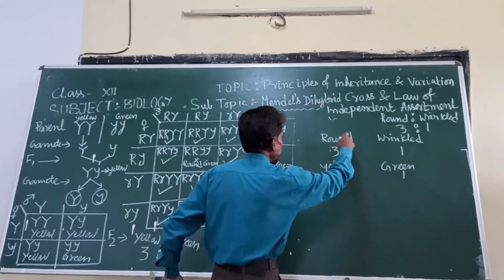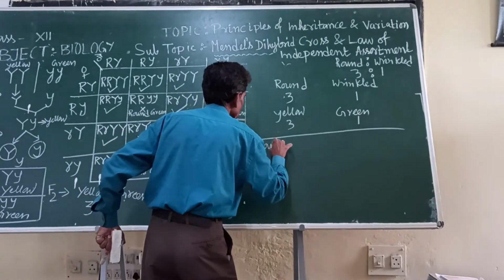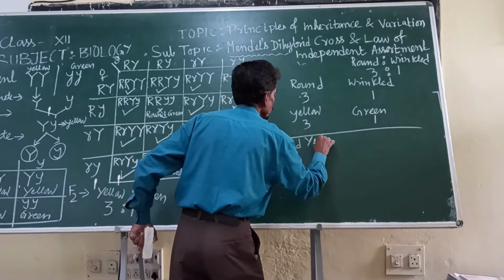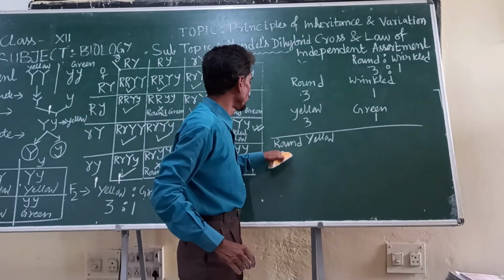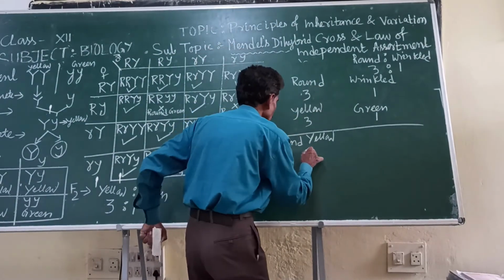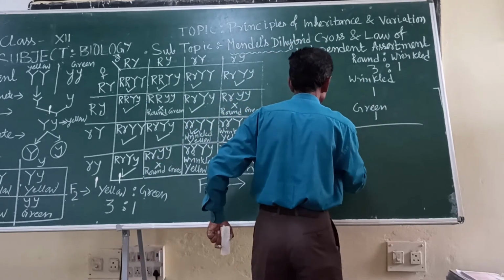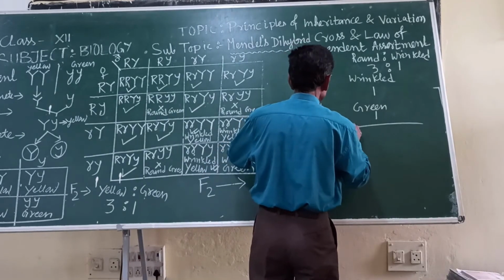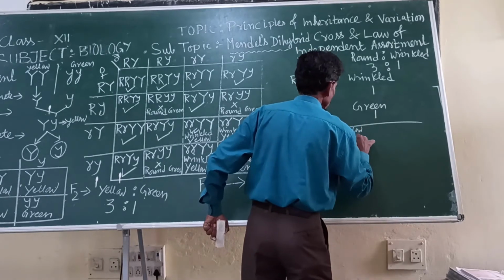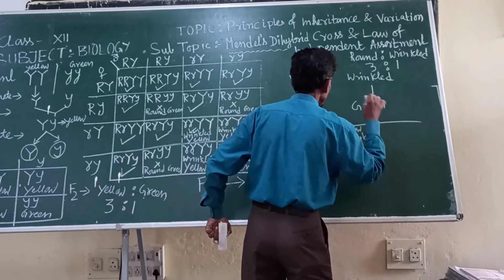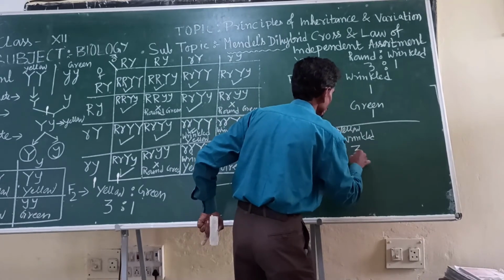So multiply this round with yellow, that is round yellow. This round, when multiplied with yellow, the result is round and yellow. 3 into 3 means 9. When yellow is multiplied with the wrinkle, so these two, yellow and wrinkle. This is 3 into 1 means 3. These two.